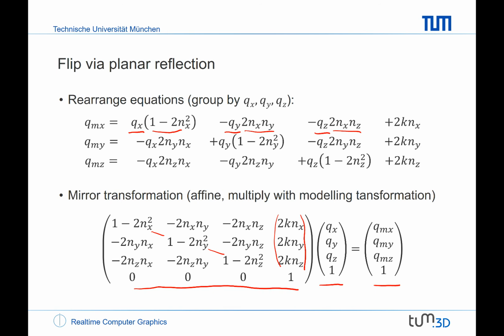Now we have an affine transformation matrix, and if we apply that matrix to all the vertices in the scene, then all the vertices are flipped to the respective other side of the mirror plane. That means that in order to realize that transformation, all we have to do is take that affine transformation and multiply it with the modeling transformation, which we apply to all the objects. Then we have automatically realized flipping of the object vertices to the respective other side of the planar mirror surface.